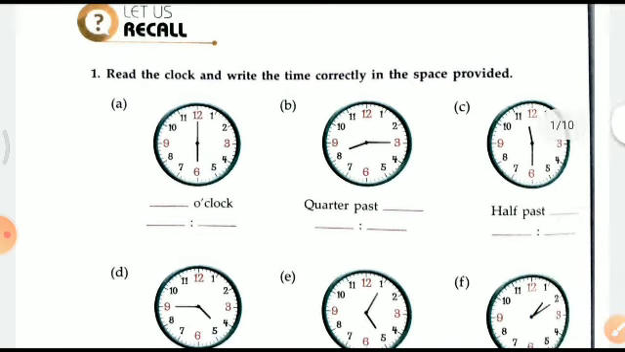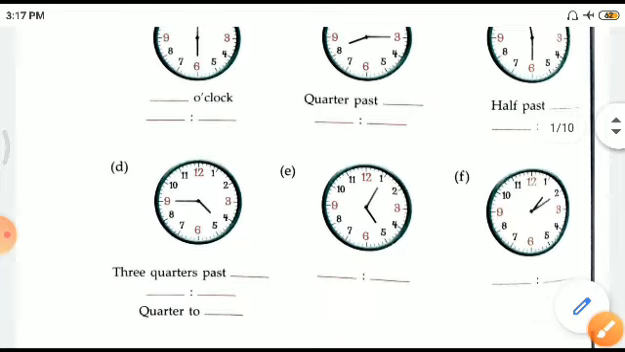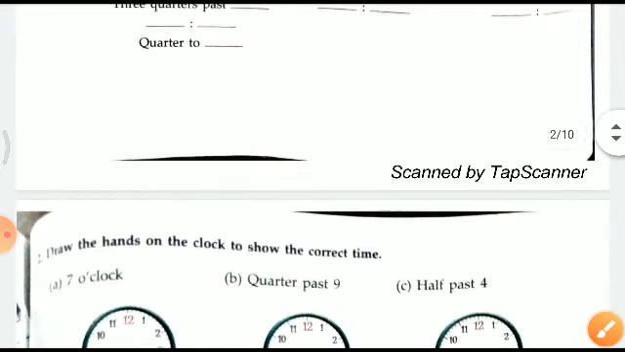Right? Now half past. See, the small arm is at near about 12 and the bigger arm is at 6. So it is half past 11. Right? Half past, it is 11. And beneath you will write 11 is to 30. Right? 11 is to 30. And this is how you will be doing this exercise.